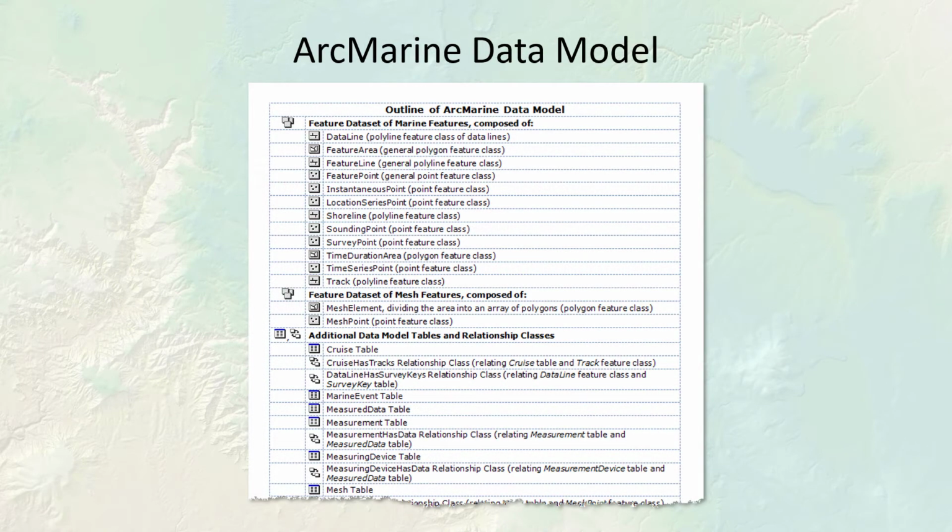If you're curious, here's an example of a data model. This is ArcMarine. Notice it has a feature data set at the top of marine features composed of a whole bunch of separate point and polyline and polygon feature classes. Then another feature data set of these mesh things, which sort of define the matrix within which all the other features exist. Then you have a whole bunch of additional tables and relationship classes that connect them all up. This illustration of ArcMarine is also sitting in your lab exercise and lecture notes document if you'd like to see it.